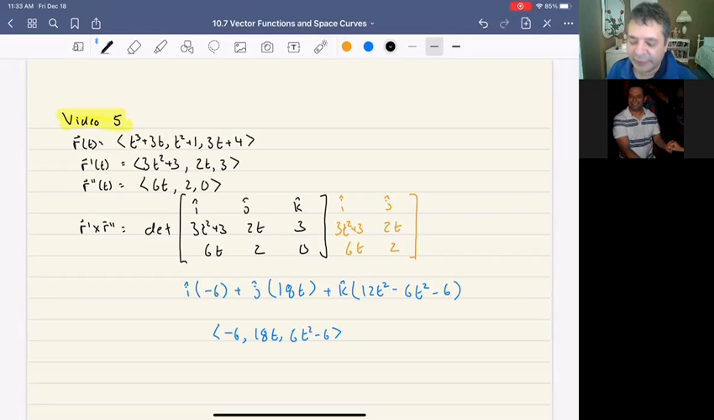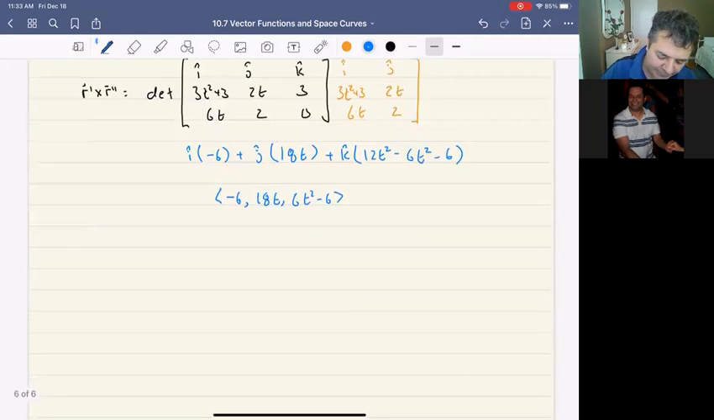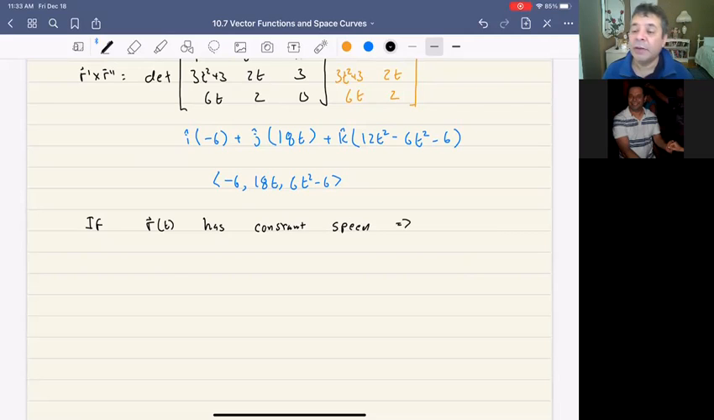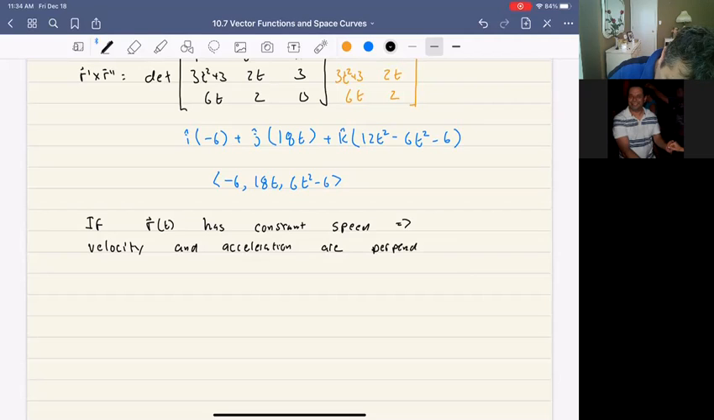A couple of things that are nice is there's this nice little result. If r of t has constant speed, then velocity and acceleration are perpendicular. Okay, so what does that mean? How the heck does that come out?